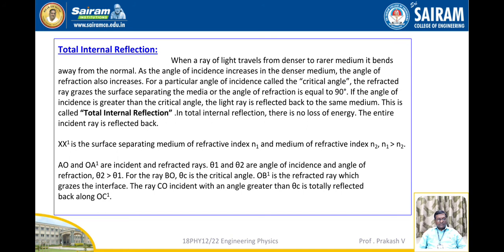If the angle of incidence is greater than the critical angle, the light ray is reflected back into the same medium. This phenomenon is known as total internal reflection. In total internal reflection, there is no loss of energy. The entire incident ray is reflected back into the same system.